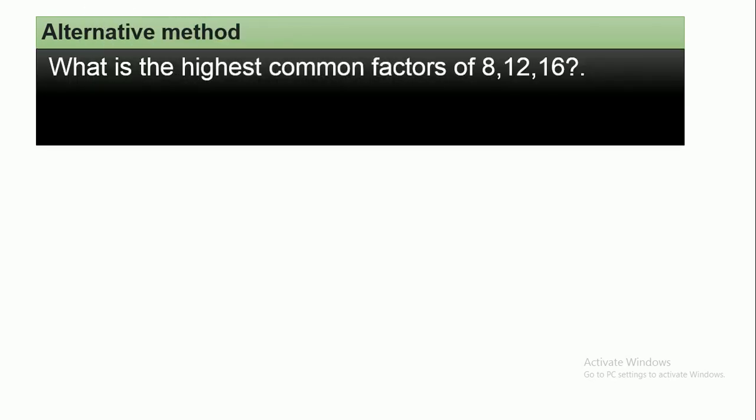Now, let's look. Is there any other way by which we can get the HCF apart from this first approach? Let's use another approach. What is the highest common factor of 8, 12, and 16 using an alternative approach?